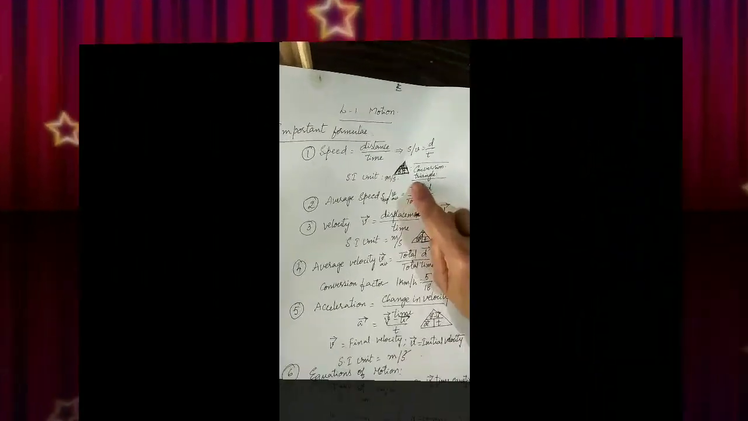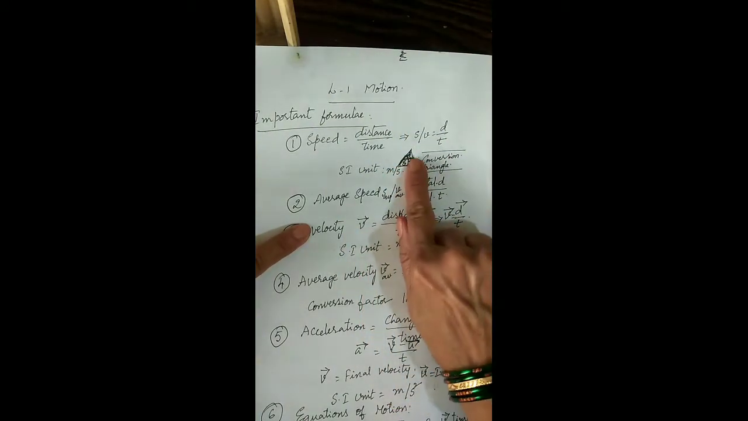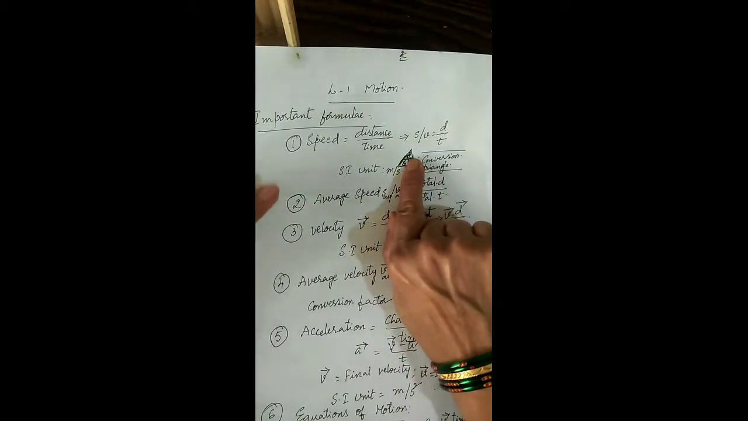The next is the conversion triangle. Whatever you want, that factor you need to close. So d, you close s into t. S is equal to d by t. T is equal to d by s. This is called the conversion triangle or magic triangle.